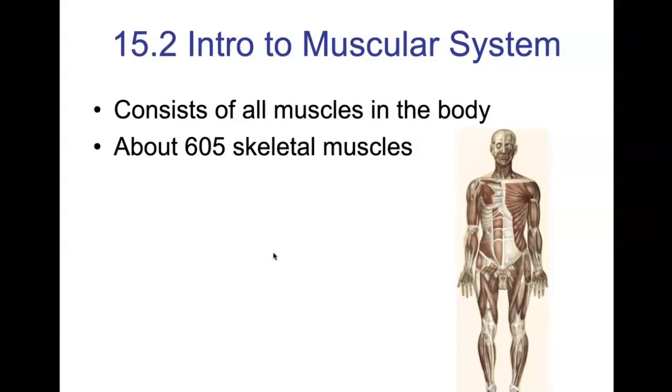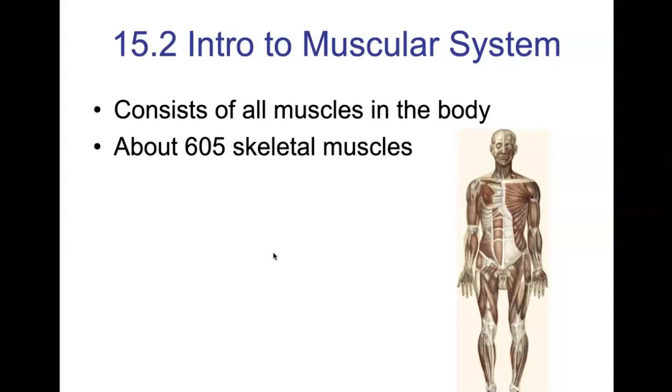The muscles that we're going to talk about in this chapter are all referred to as skeletal muscles because they are going to bind to the skeletal system. So in the previous chapter we learned about the various bones of the body and the components of the skeletal system. Well, it's the skeletal muscles that are bound and attached to bones in order for mobility to be accomplished. There's about 605 skeletal muscles, and we're not going to get into all of these.